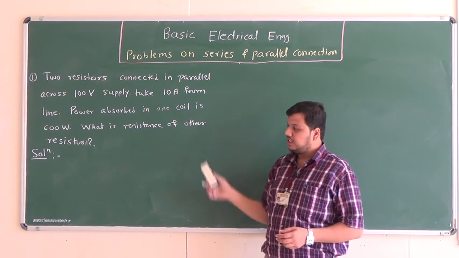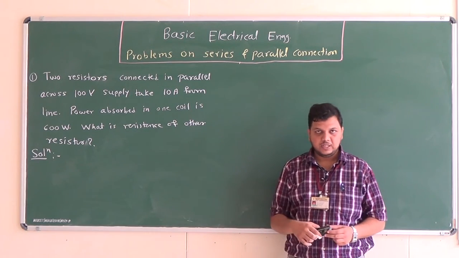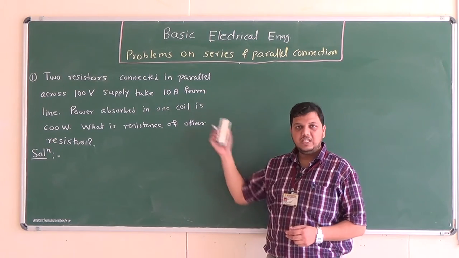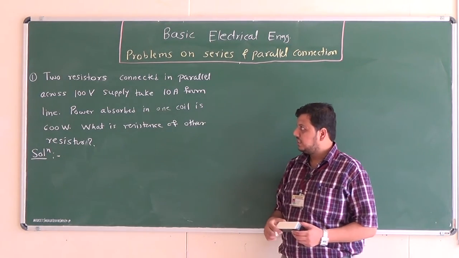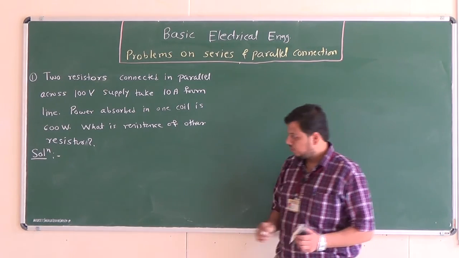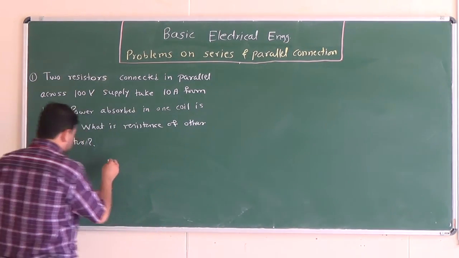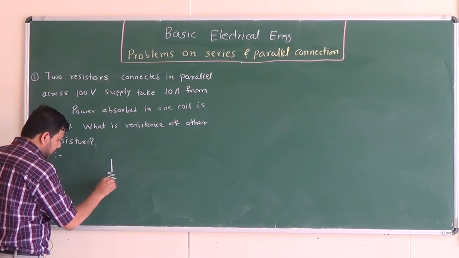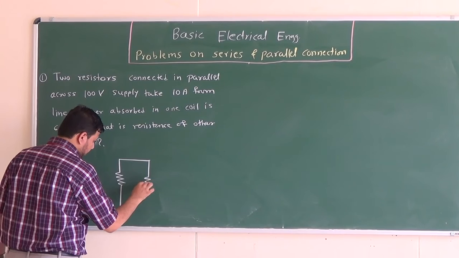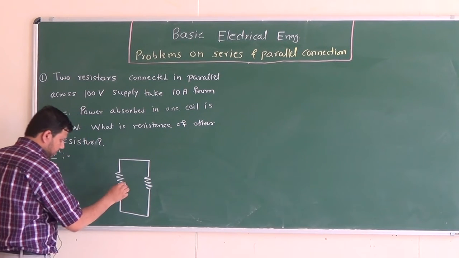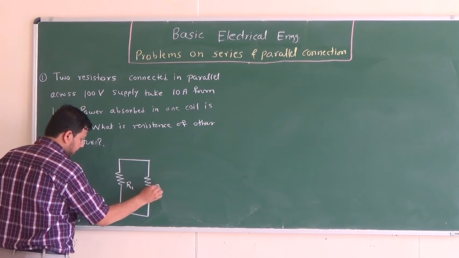Usually in such problems the circuit diagram is not given, so first we should draw the circuit diagram. As you can see from the first line, two resistors are connected in parallel. So there are two resistances which are connected in parallel.